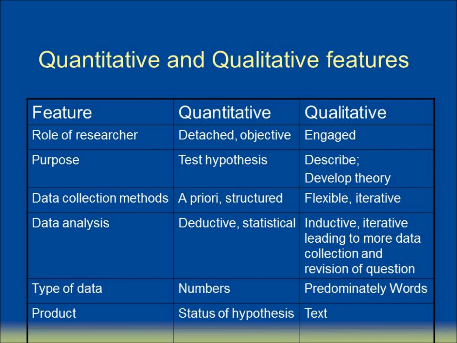With quantitative, you generally end up with a status of your hypothesis. Was that hypothesis true or not? Whereas with the product of qualitative, I have text, which is quite generic, and we'll see some more examples on the next slide. But you may end up with theory. You may end up with a biography. You're going to end up with a rich description as opposed to a simple single answer.